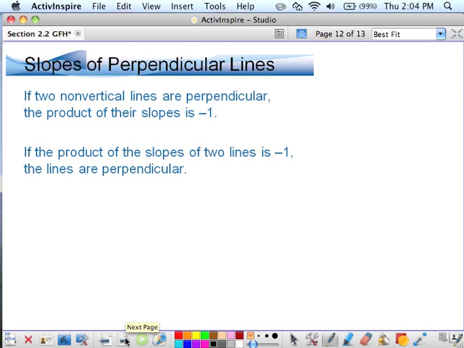And finally, we need to talk about the slopes of perpendicular lines. Your book defines this a little differently than probably you learned in Algebra 1 and Algebra 2, but that's okay. We'll kind of connect them and try to make them both make sense to you.